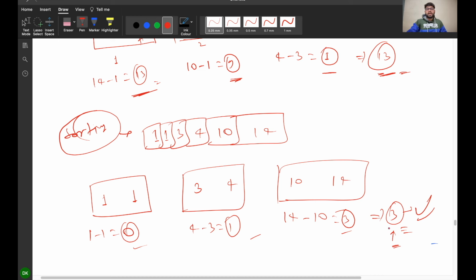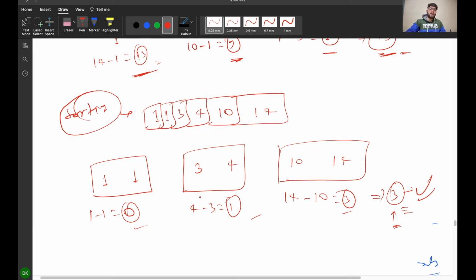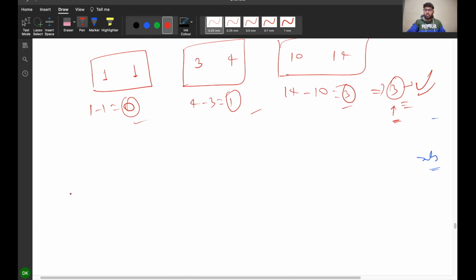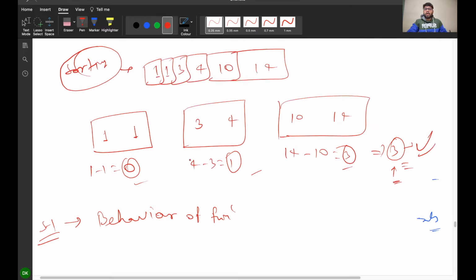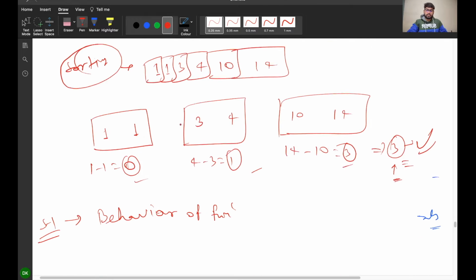So how can we think about this as a binary search question? How can we think about the answer? Just apply the 4 steps over here. What is our first step? Our first step is to check the behavior of the function.